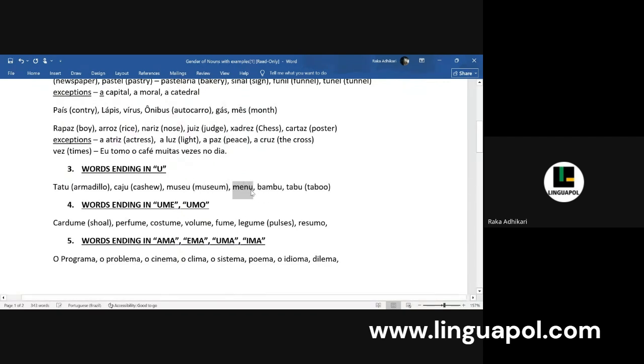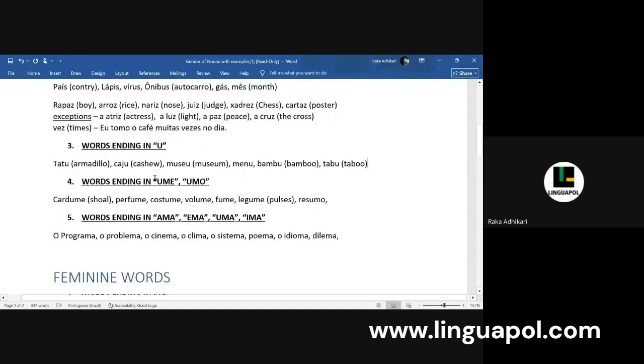Okay, menu is the menu that we know in the restaurant. Bamboo. What does bamboo mean? Yes, it is bamboo. Similarly, we have taboo, which means taboo. Okay, so words ending in U are all masculine words. We have very few exceptions, or we can say there are no exceptions at all. At least in the common words, you will not find any exception. Wherever you see a word ending in U, that is masculine.